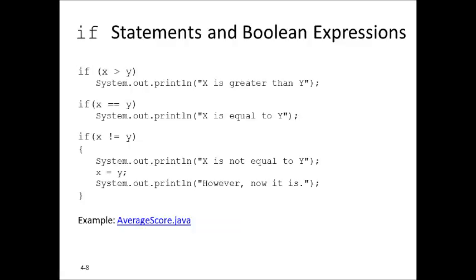If X is greater than Y, then we're going to print out X is greater than Y. If X is equal to Y, then we want to print out system.out.print X is equal to Y. If X is not equal to Y, I want to tell them, hey, it's not equal to Y. But then I threw in an X equal Y without a double equal sign. So what does that tell me?